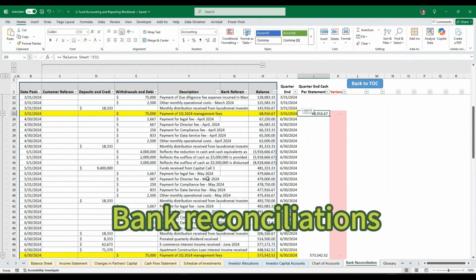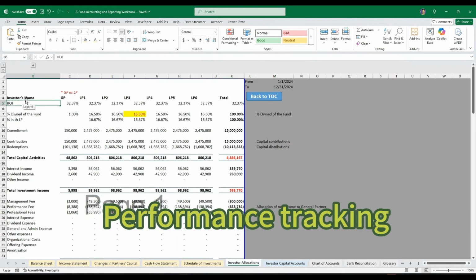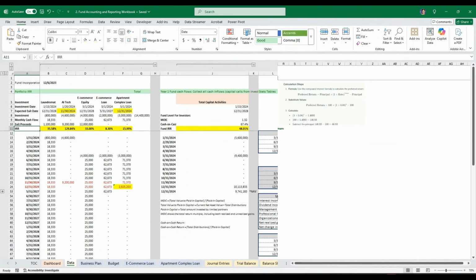Bank reconciliations ensure cash balances align with transaction activities. Performance tracking calculates KPIs such as ROI and IRRs.